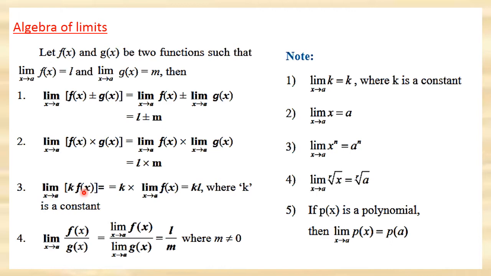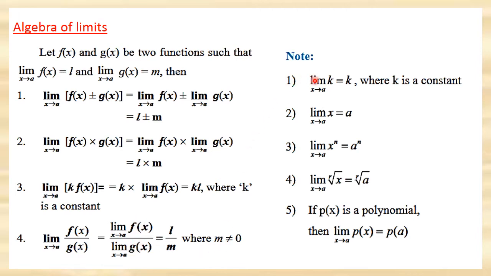Now k into f of x. Limit x tends to a of k into f of x. K is a constant, so the limit is not applied to the constant. So k is taken out and the limit is applied only to the function f of x. So it is k into L, where L is the value of limit x tends to a f of x. And limit x tends to a of f of x upon g of x, that is quotient form. Then we will find the limit of f of x, then divide by the limit of g of x. That is, we find them separately, then divide the values.